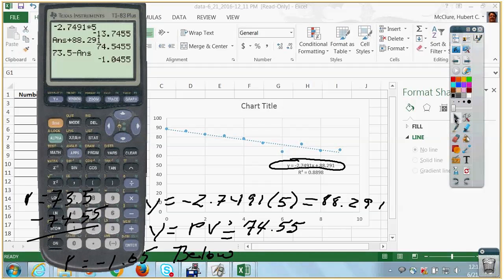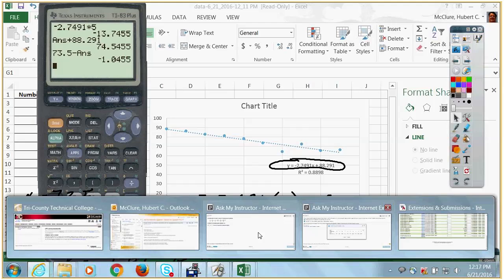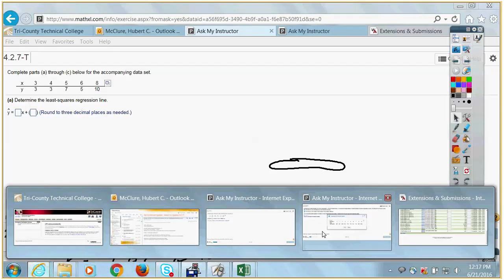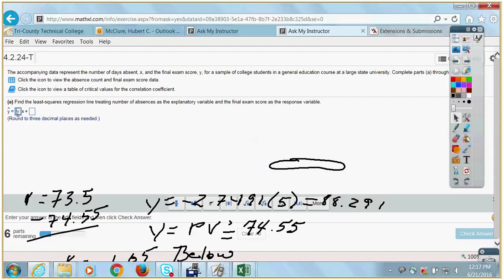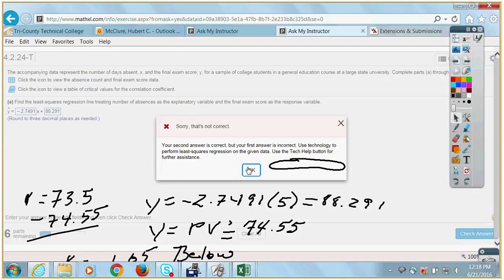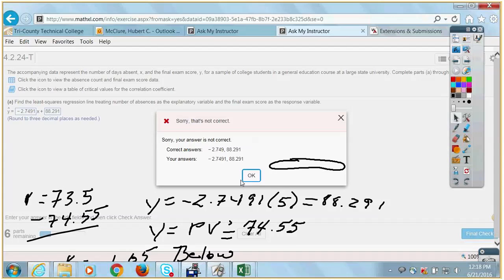So you go back and pull up your handy dandy problem. Where is the handy dandy problem? There it is. And type in negative 2.7491, and it was a negative. I thought I hit negative. I guess I didn't. Negative, and then plus 88.291, and check answer, and it says it's not correct. Okay, just 3 decimal places.